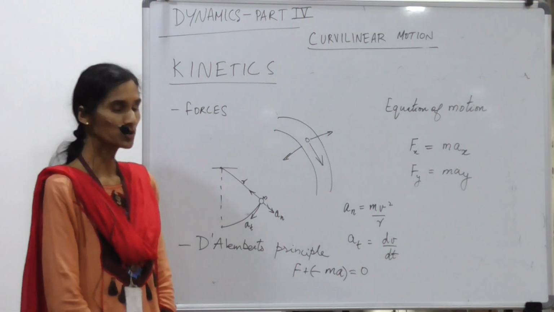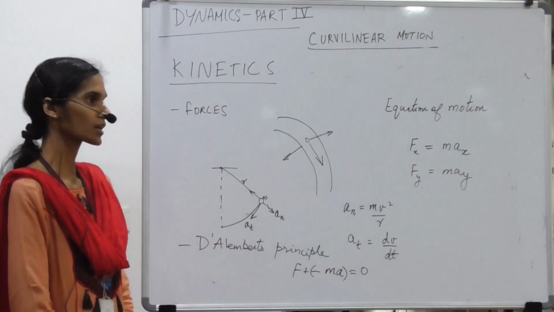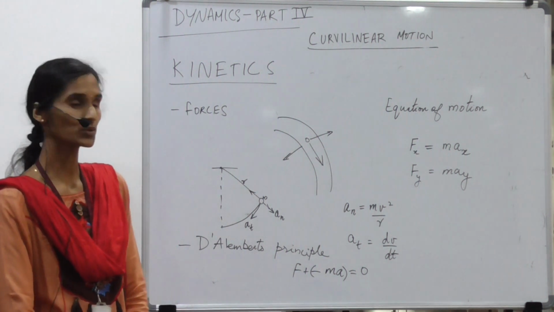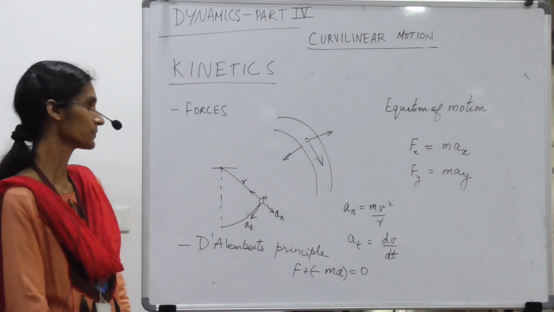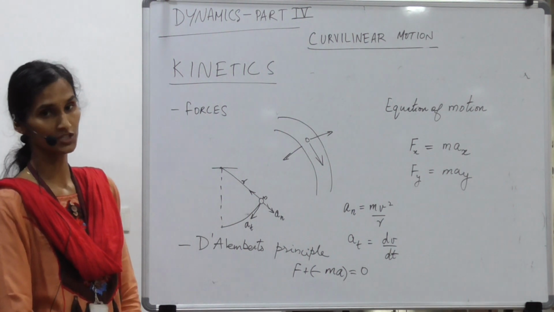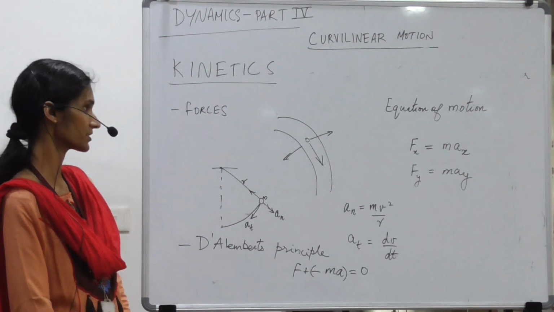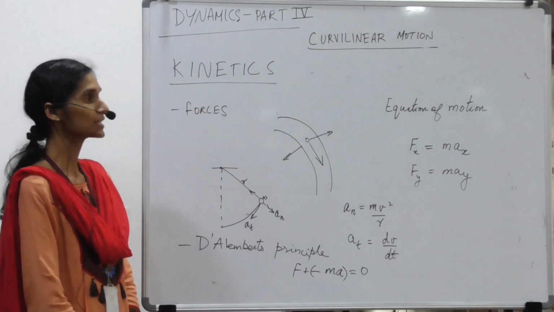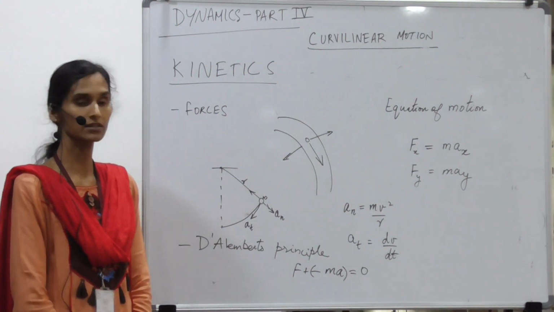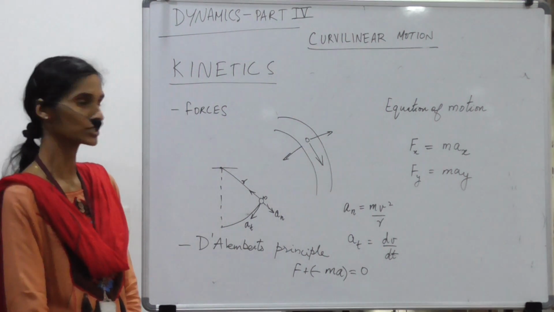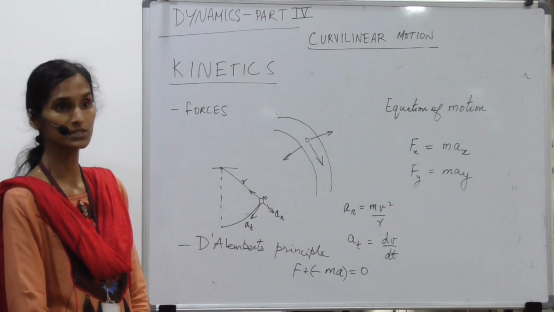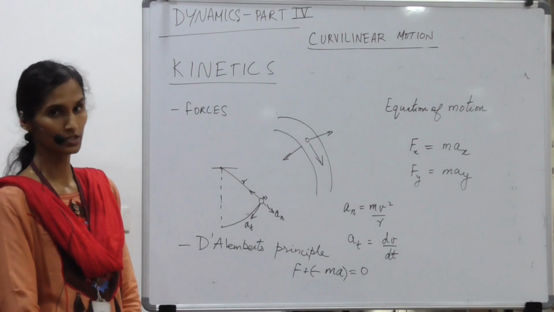Now, when a body passes through a curve, like a cyclist going in a curved path, or a pendulum which is having a curved trajectory, we find that the equation of motion, just like we discussed in the rectilinear motion, is F is equal to ma using Newton's second law.